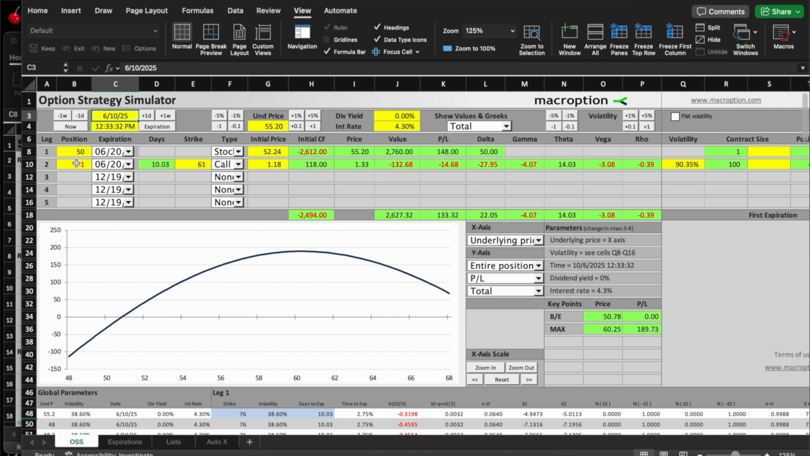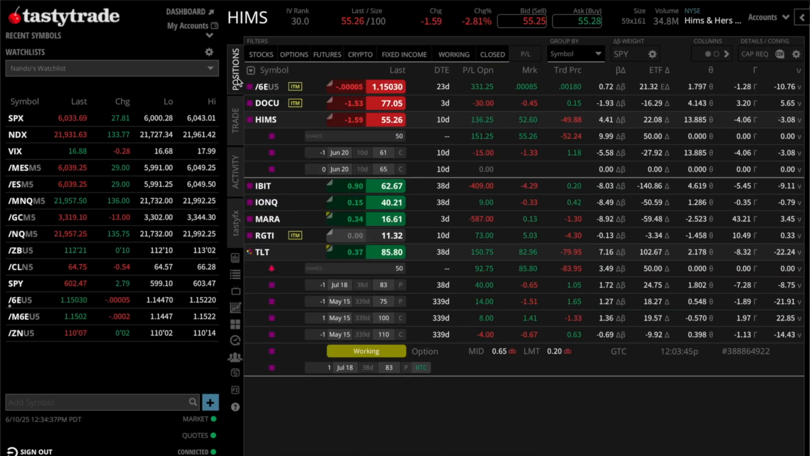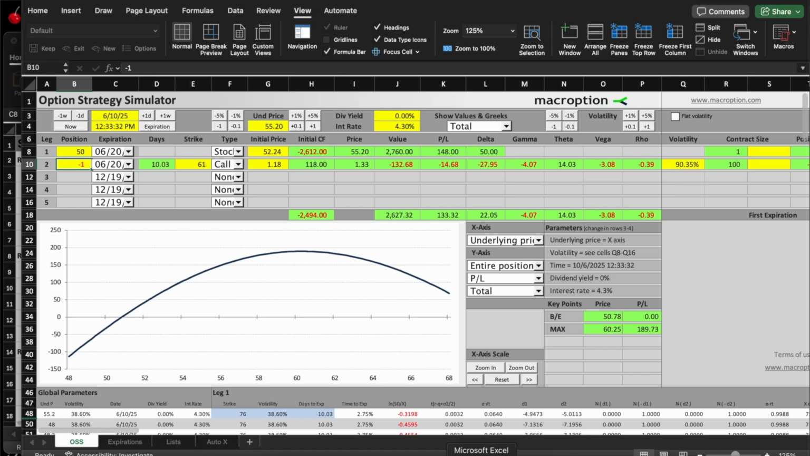Let's jump over to the call that I sold. I sold a call, 61 strike, that expires on the 20th, which is roughly 10 days away. I sold it for $1.18, currently trading a little higher, $1.33-ish. Let's double check this, make sure it's correct. $1.33, perfect. And let's get back to my sheet here.